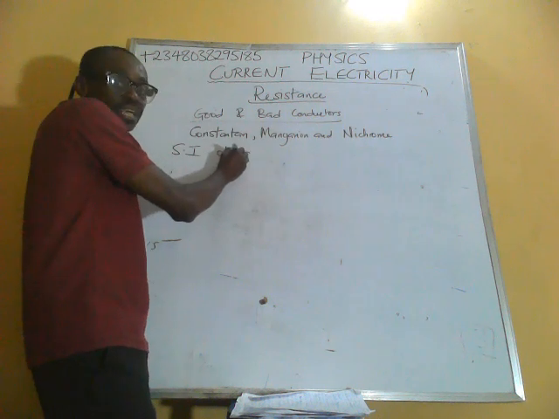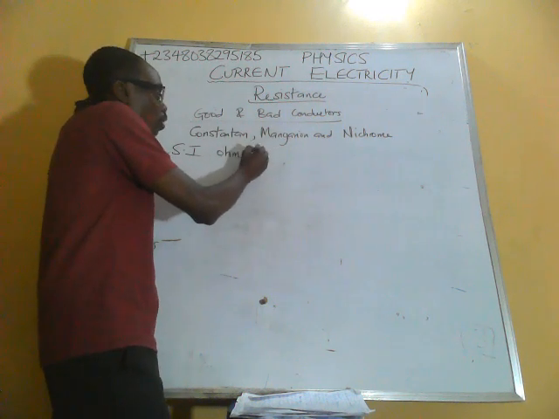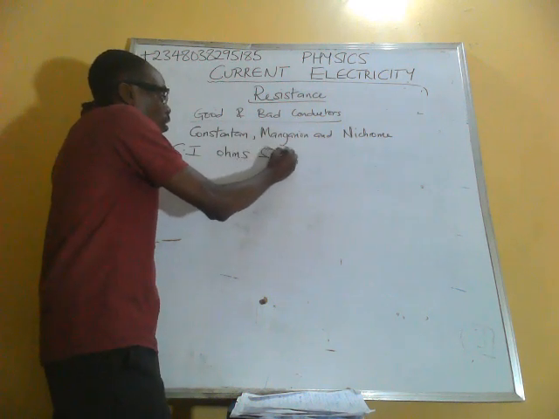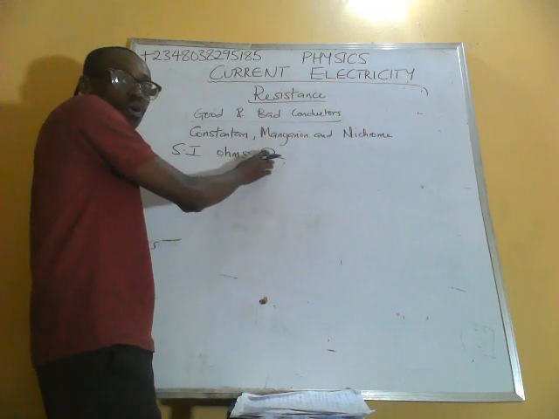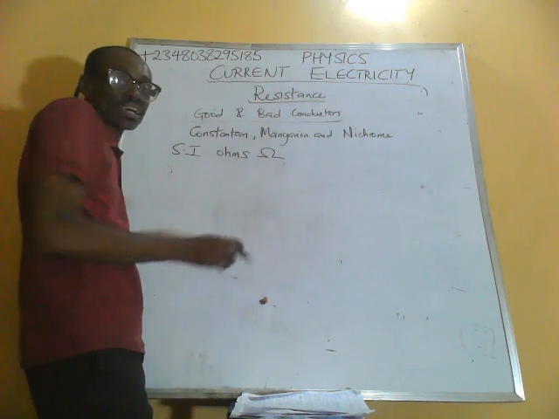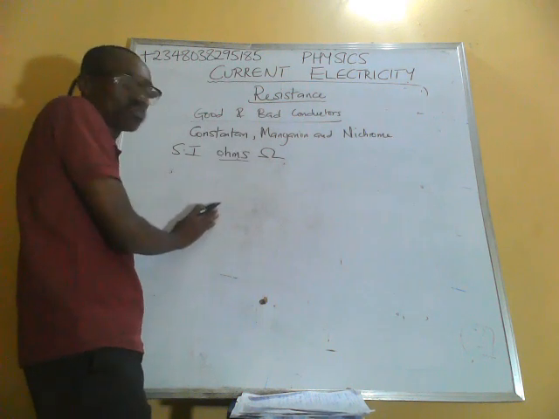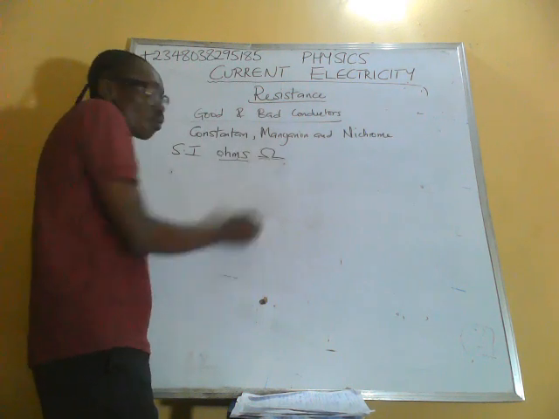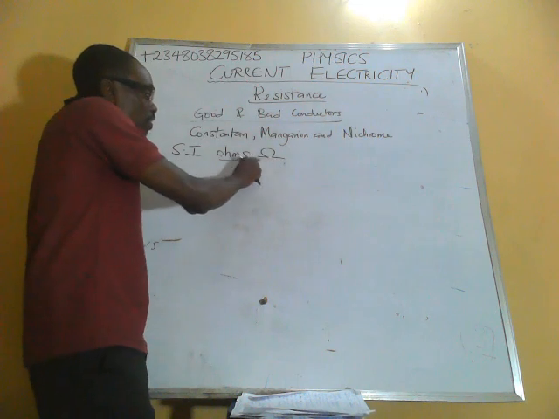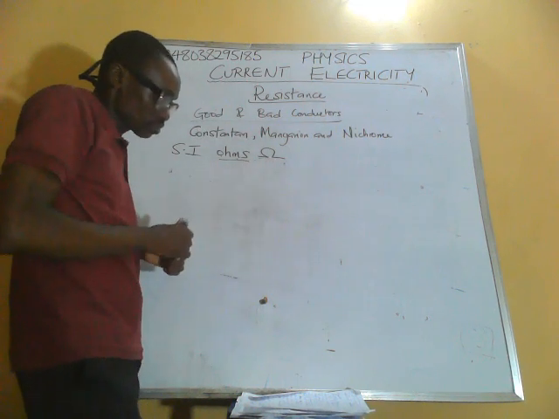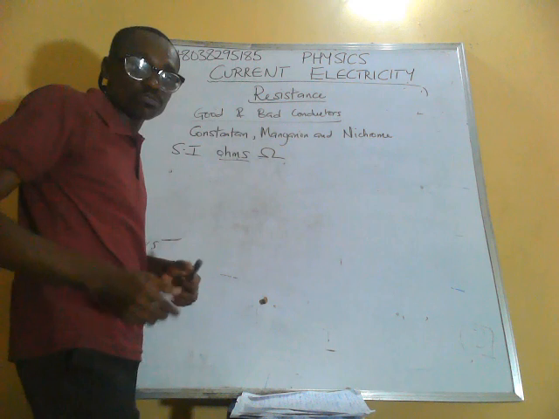Ohms. The symbol is this symbol, which is called omega. This is a symbol for omega. It's a Greek symbol. So resistance is measured in ohms. This is the symbol omega. Okay. So we are going to define the ohms now.